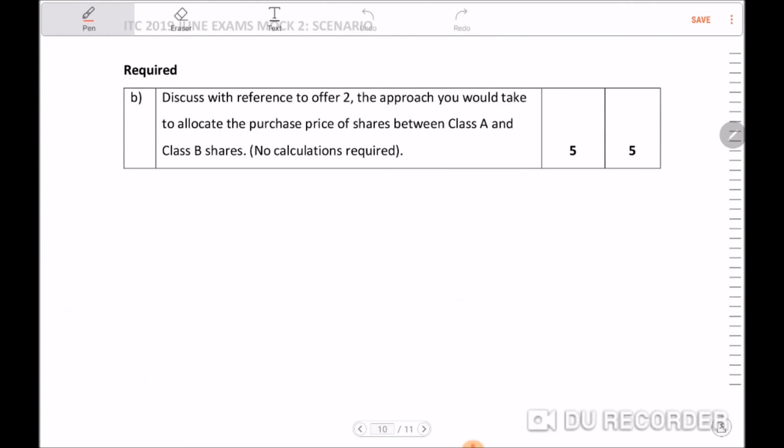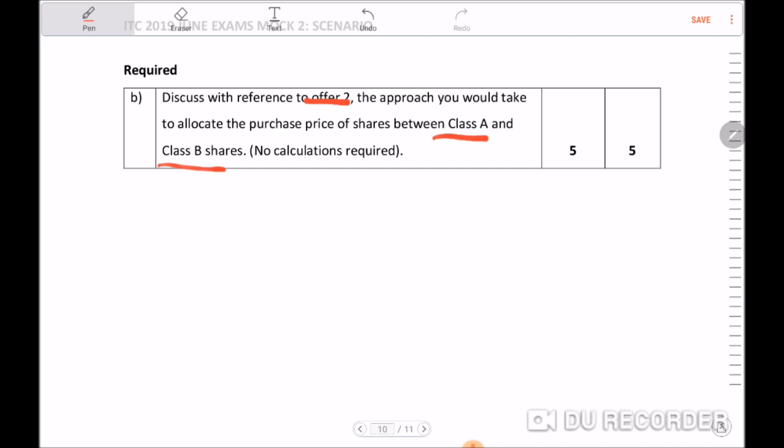In this session, we're going to be discussing required B, which asks you to discuss with reference to offer 2 the approach you would take to allocate the purchase price of shares between Class A and Class B shares. No calculations required. This requirement is a very interesting question, which we would say is outside the scope of the type of question that you are normally used to, because if you look at this question, it specifically said no calculations required.